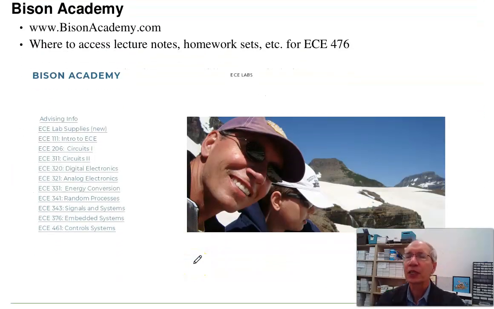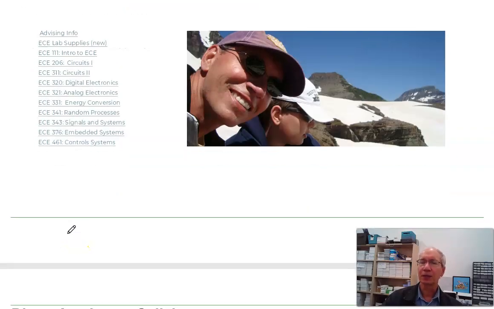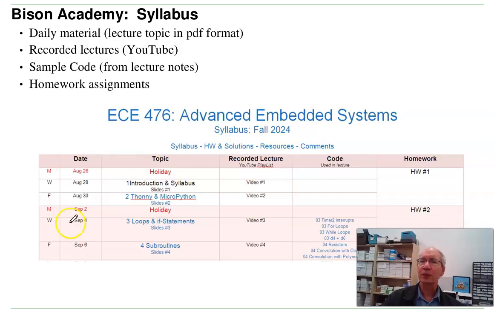The textbook for this course is on Bison Academy. If you go to Bison Academy, that's the semi-official website for the ECE department at NDSU. You have access to a dozen different courses. Click on 476. It'll take you to Advanced Embedded. The Advanced Embedded website has all the lectures, the course syllabus laid out for the entire semester, all the lectures saved as PDF files, all the lectures recorded and uploaded to YouTube, accessible through Bison Academy, sample code used in the lectures, and then the homework sets.